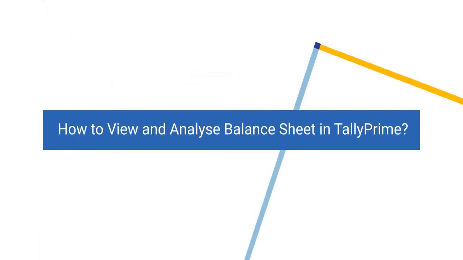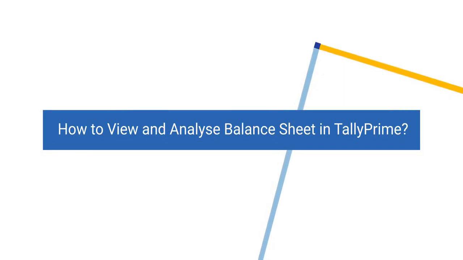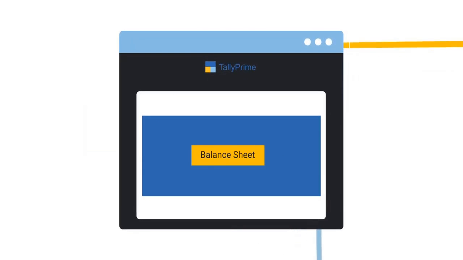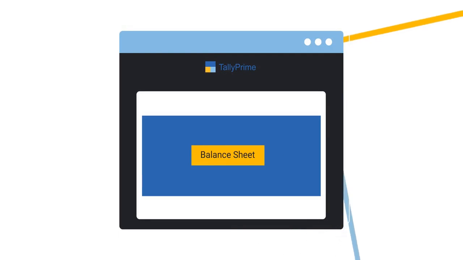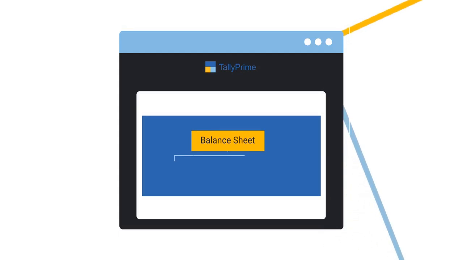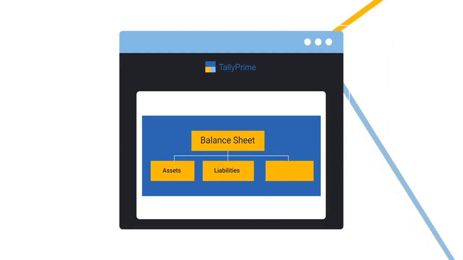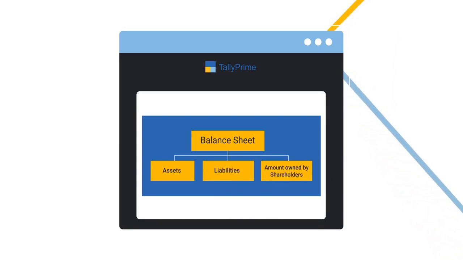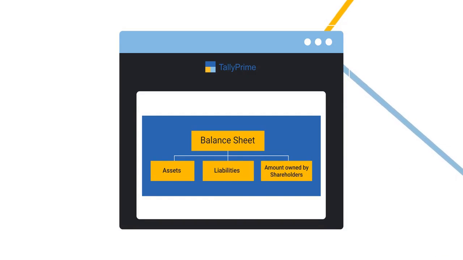In this video, you'll learn how to view and analyze balance sheet in Tally Prime. The balance sheet is a key financial statement that reveals the details of the company's assets, liabilities, and the amount owed by the shareholders, giving you the complete view of company's financial position.